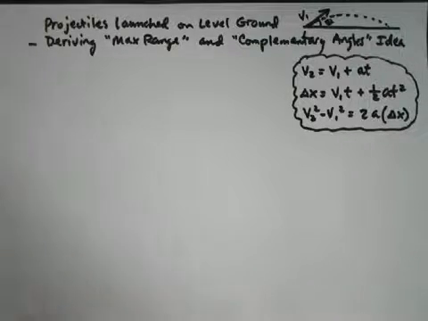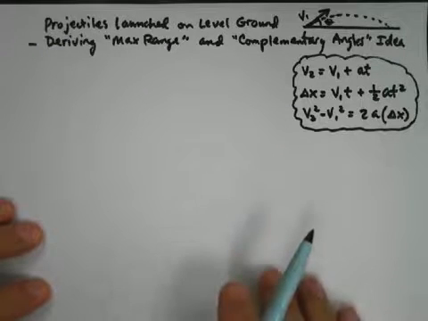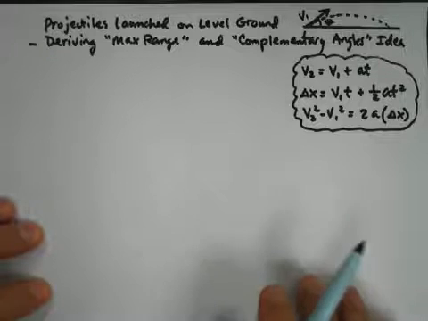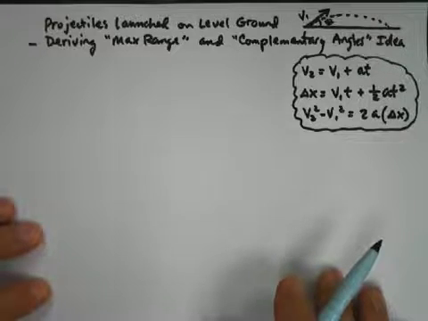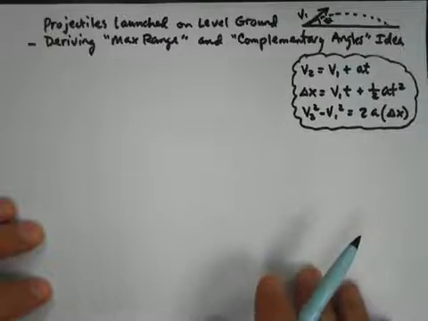Today I'd like to go over how to derive the maximum range for a projectile launched on level ground, and I'd also like to go over the idea of complementary angles. Some of you may have noticed that if you launch a projectile at 30 degrees, for example, it's going to have the same range if we ignore air resistance as if you launch it from 60 degrees. 60 degrees and 30 degrees are complementary angles. We'll see how that works too.